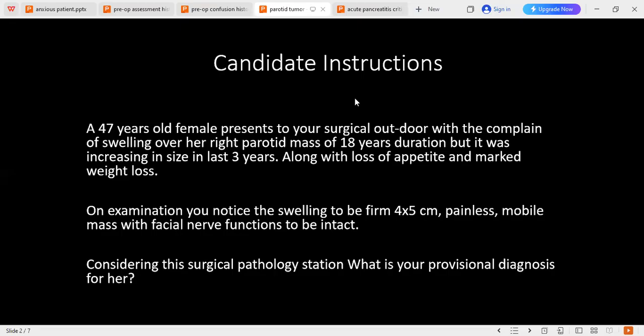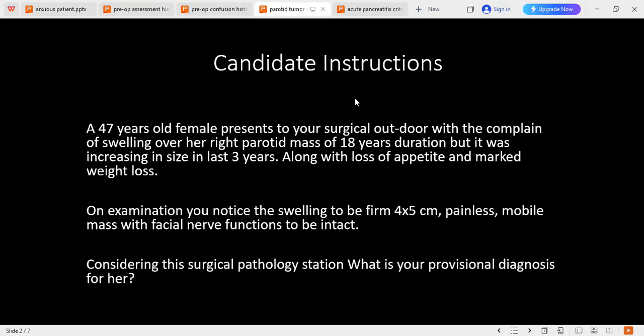Benign and malignant tumors. In benign, there are pleomorphic adenoma, Warthin tumor, oncocytoma, basal cell adenoma, and intraductal papilloma. While in case of malignant, we have mucoepidermoid carcinoma. Along with that, there is adenocarcinoma, adenoid cystic carcinoma, malignant mixed tumors, and squamous cell carcinoma.